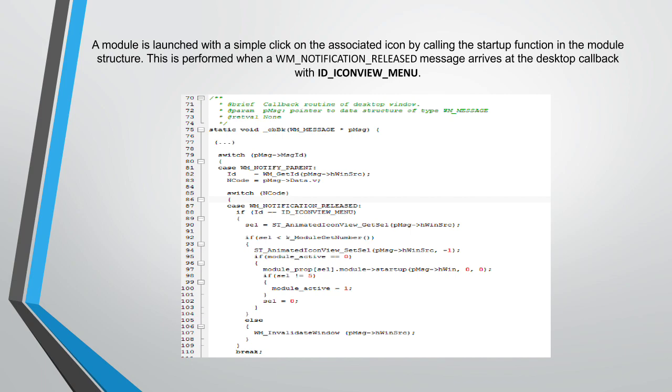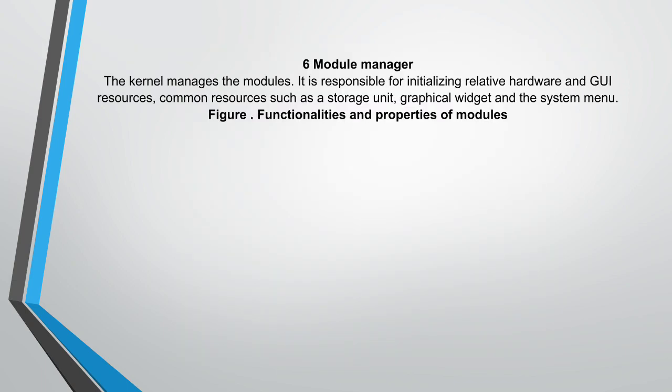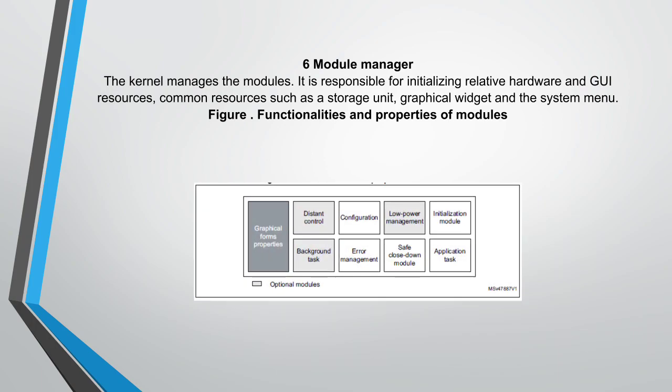So now we can jump onto the module manager. The kernel manages the modules. It is responsible for initializing relative hardware and GUI resources, and common resources such as storage unit, graphical widget and system menu. So in this figure we will see functionalities and properties of the modules. See, in graphical forms properties, we have remote control and background task, which are optional modules, and low power management, which is also an optional module.